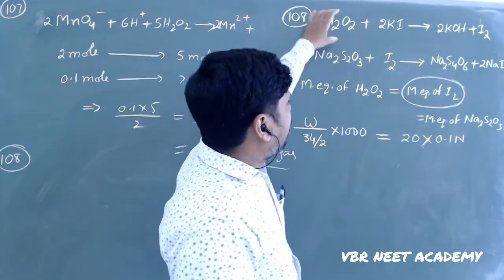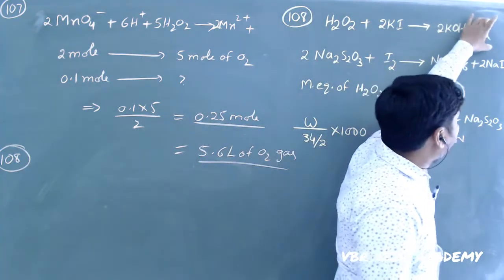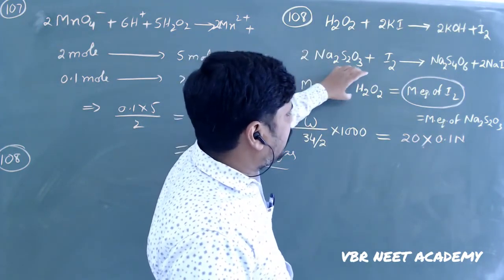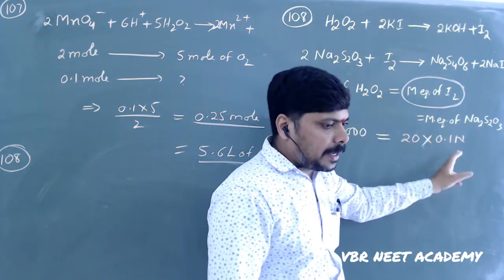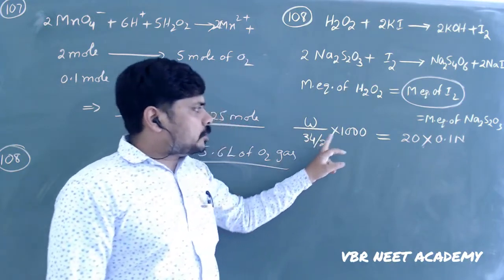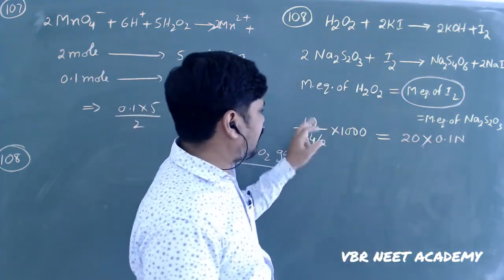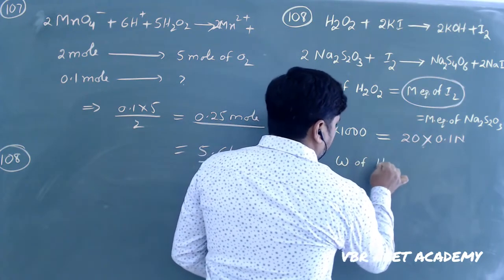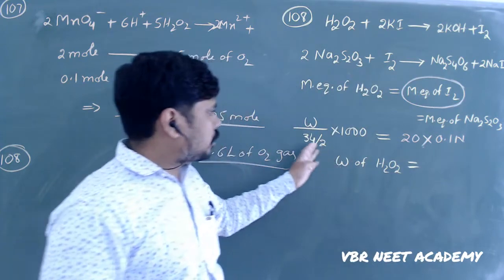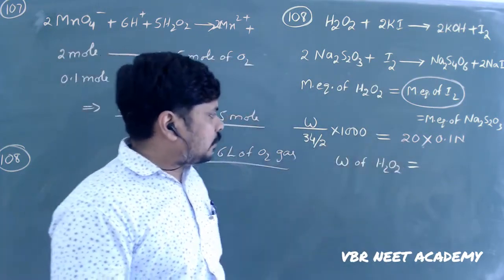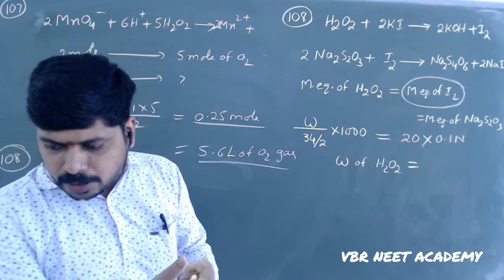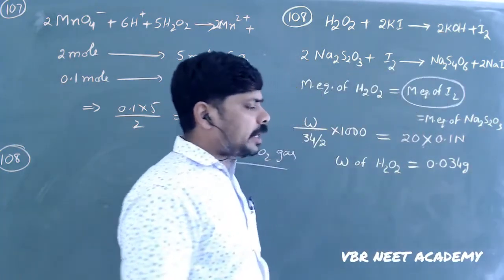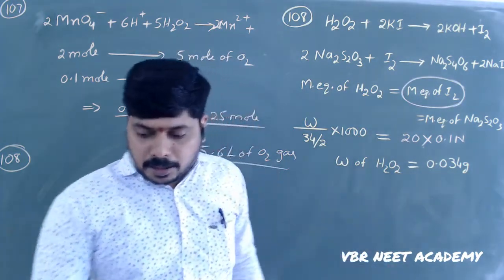Okay. So milli equivalents of H2O2 is equal to milli equivalents of I2, and milli equivalents of I2 is equal to milli equivalents of sodium thiosulfate or hypo. Now we equate the milli equivalents of H2O2 and of Na2S2O3 based on the data given. So weight by 34 by 2 into 1000 is equal to 20 into 0.1. Now we can calculate the weight of hydrogen peroxide. Calculating this, we get weight equal to 0.034 grams. But how much ml was taken? 25 ml was taken.